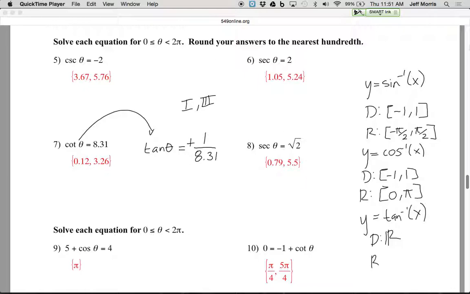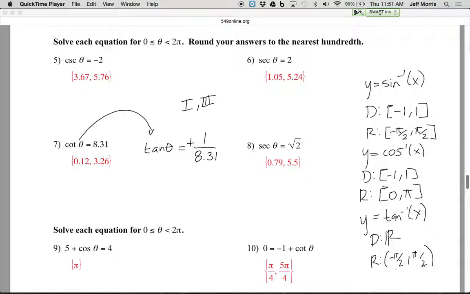The range though is important because that's what the calculator is going to spit out, which is what we're about to talk about here. Negative pi over 2 to pi over 2. Why do I not include the negative pi over 2 and pi over 2? Why will the calculator not kick these answers out? Because there are asymptotes there. It won't give you something that's undefined. All right?